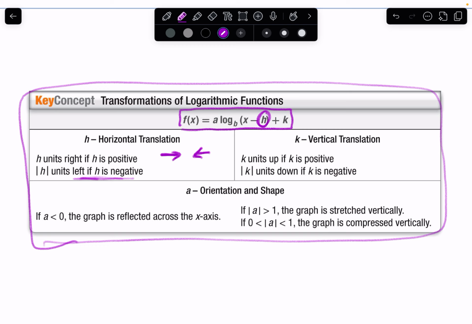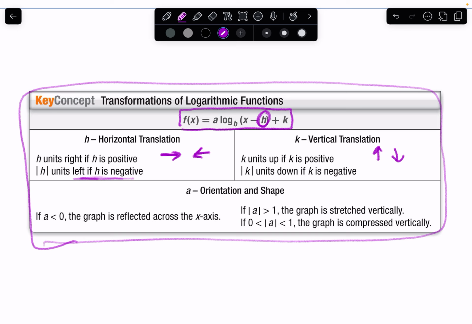The k is your vertical translation, so up or down. This one is what it is. If it's +3, your graph is moving up 3. If it's -3, your graph is moving down 3. Then your a value in the front affects how your graph is going to either stretch or compress, specifically horizontally.